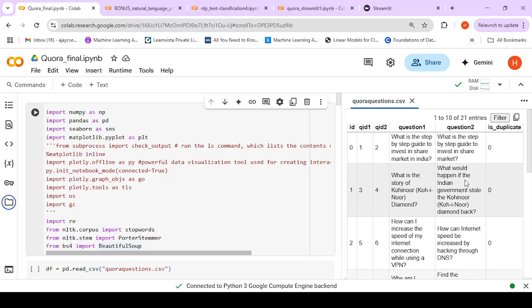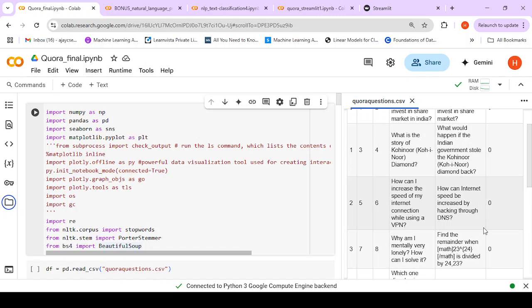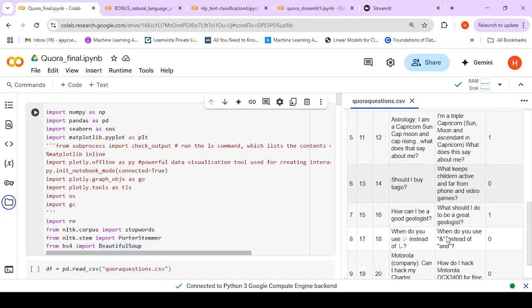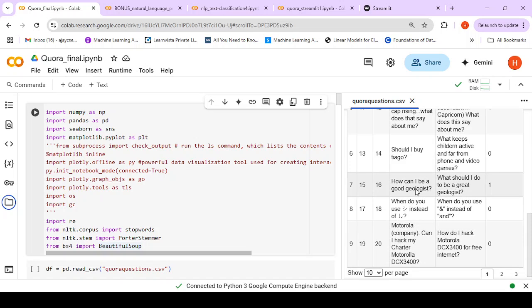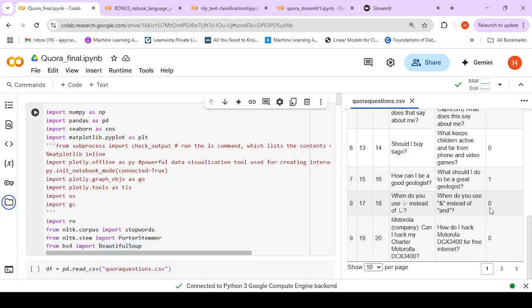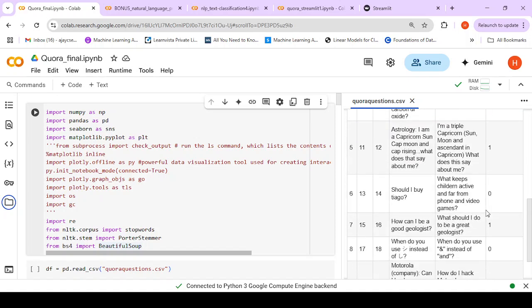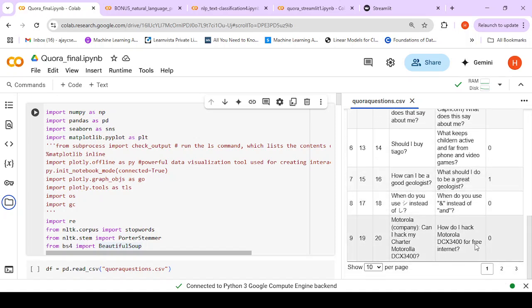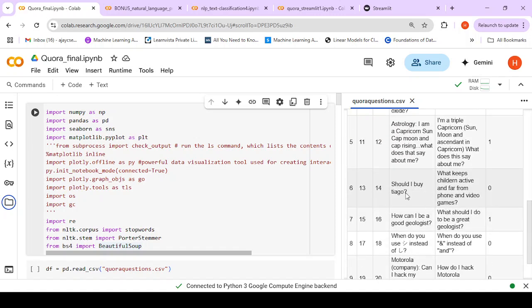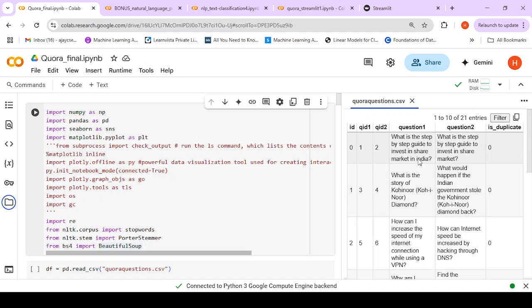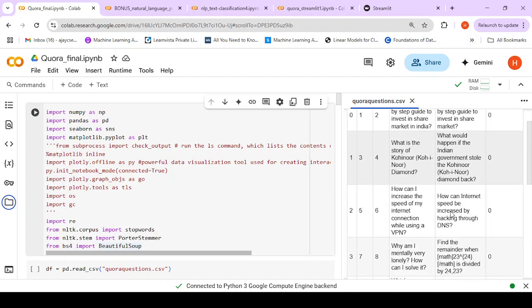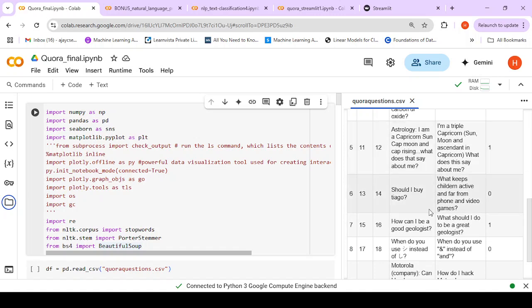Story of Kohinoor diamond, and here, "What would happen if the Indian government stole the Kohinoor?" So again this is showing a 0, and consider "How can I be a good geologist?" and "What should I do to be a great geologist?" This is marked as 1. So here various questions are there. If the questions are seen to be similar, then it is indicated as a 1.